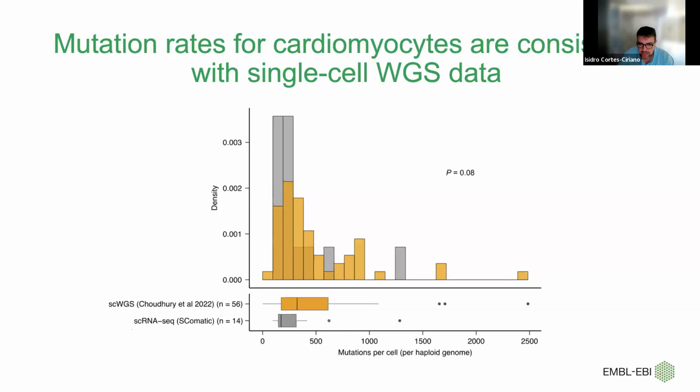And I would like to emphasize that cardiomyocytes can be polyploid, and we don't have that information for the single cell RNA sequencing data. So these results are inherently noisy, but still we could really estimate quite accurately the mutation rate per cell for cardiomyocytes.